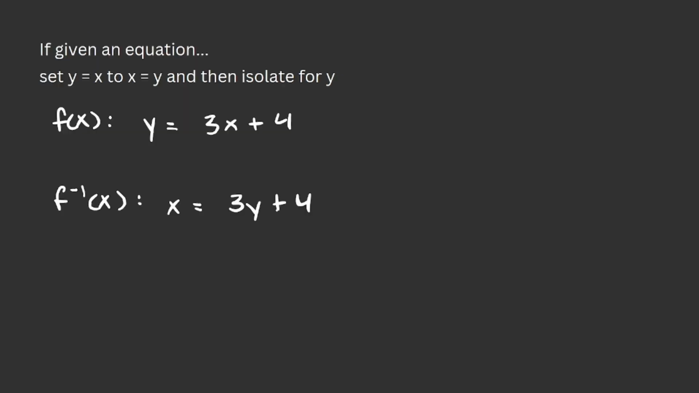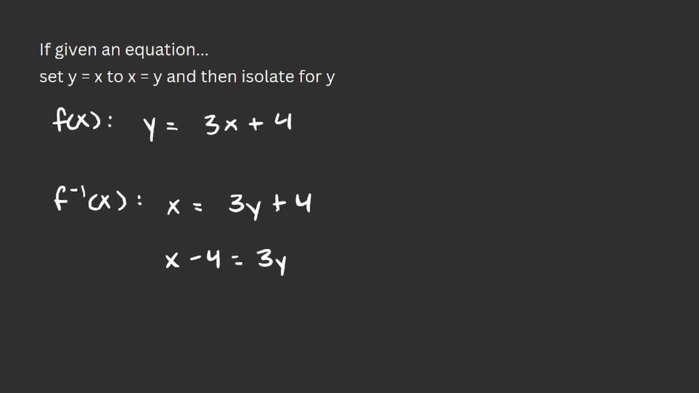Next, if you're given an equation, y equals something in x, you have to switch the variables so that x equals something in y, and then you isolate for y. So for my first equation, f of x is y equals 3x plus 4. The inverse of this function would just be me setting x equal to 3y plus 4, and then solving for y.